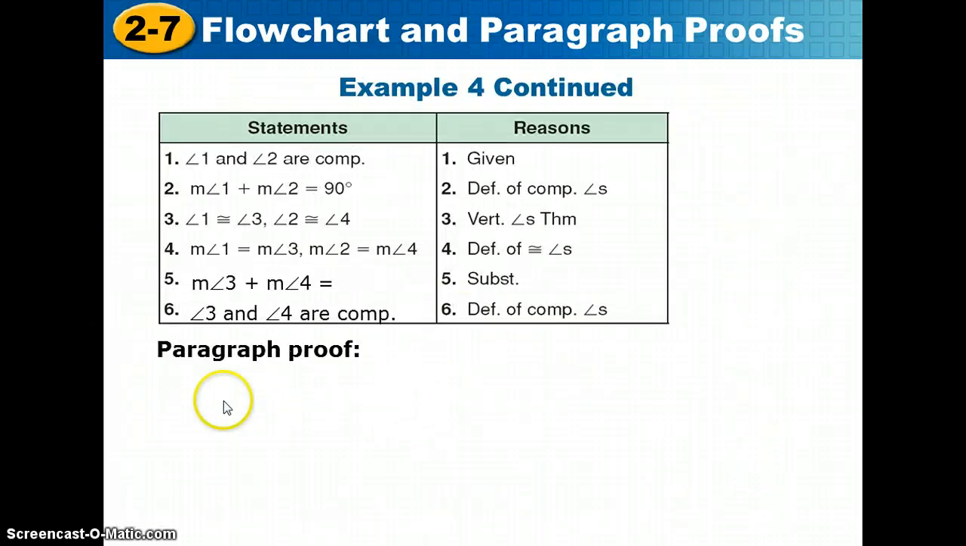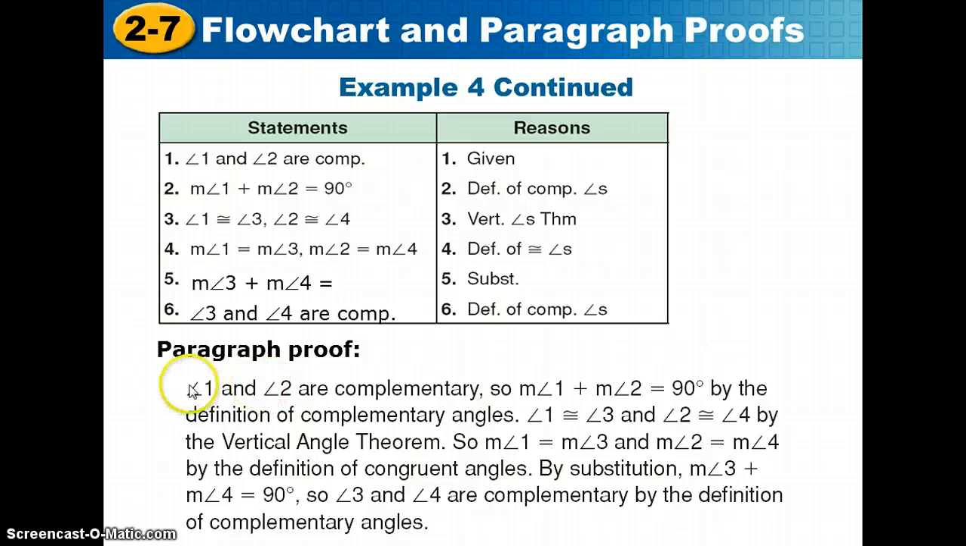So we could put that in a paragraph like this. Angle 1 and angle 2 are complementary, so the measure of angle 1 plus the measure of angle 2 equals 90 degrees by the definition of complementary angles. Angle 1 is congruent to angle 3, and angle 2 is congruent to angle 4 by the vertical angle theorem. So the measure of angle 1 equals the measure of angle 3, and the measure of angle 2 equals the measure of angle 4 by the definition of congruent angles. By substitution, the measure of angle 3 plus the measure of angle 4 equals 90 degrees. So angle 3 and angle 4 are complementary by the definition of complementary angles. Once again, all the information is given to you. We just have to be able to write it in sentence form.